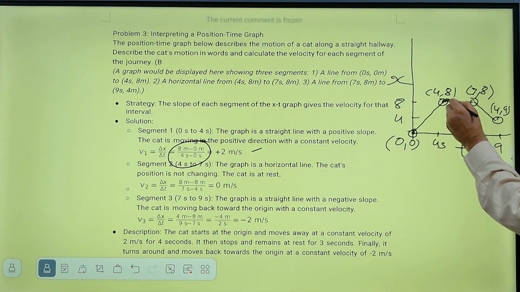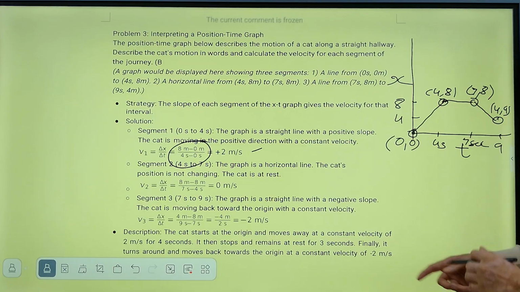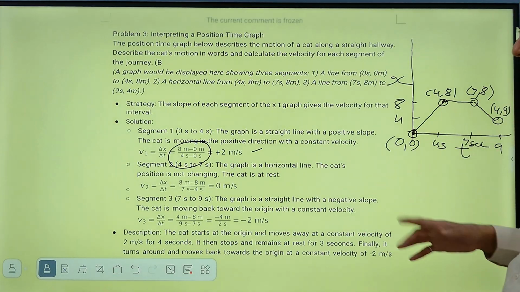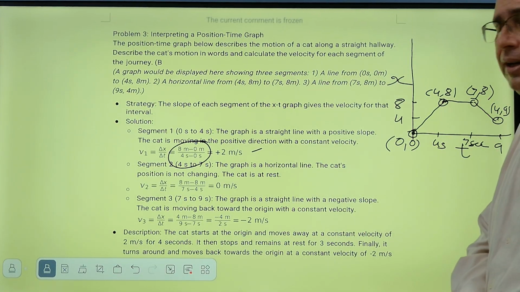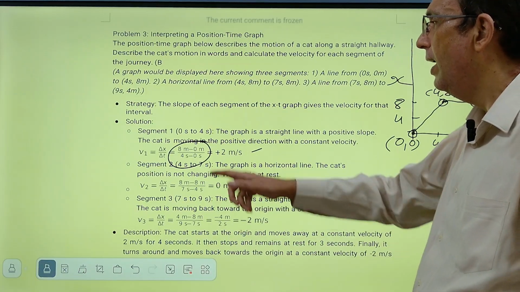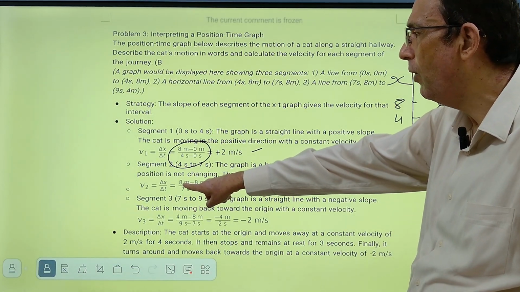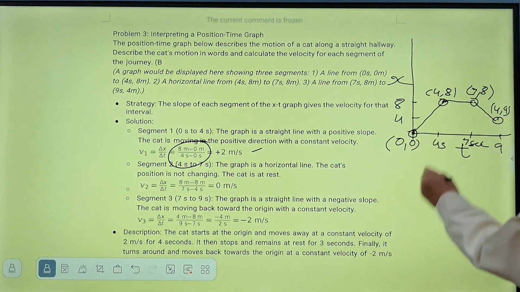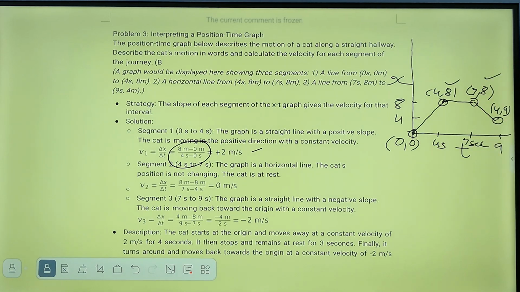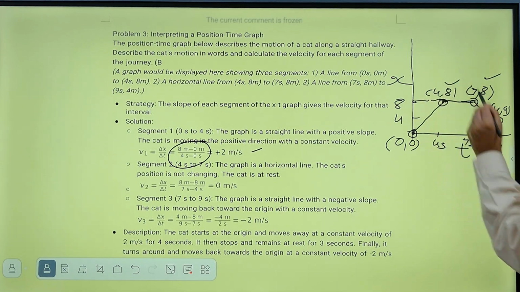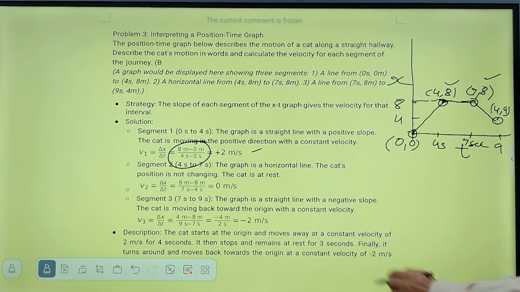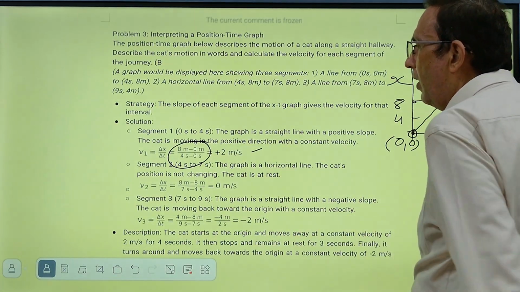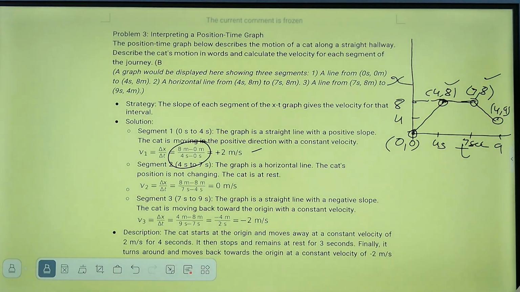Then in this segment from 4,8 to 7,8, the graph is horizontal. That means it is not changing its position. So its velocity has to be 0 because the position remains the same. From 8 meter it goes to 8 meter only. The position is always the same here. Okay. So in that case, velocity at this segment is 0.